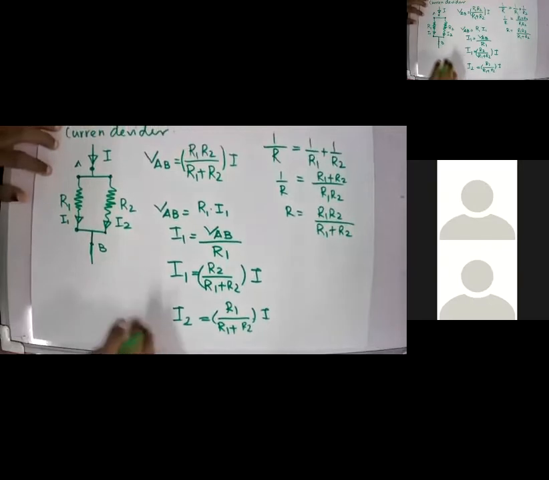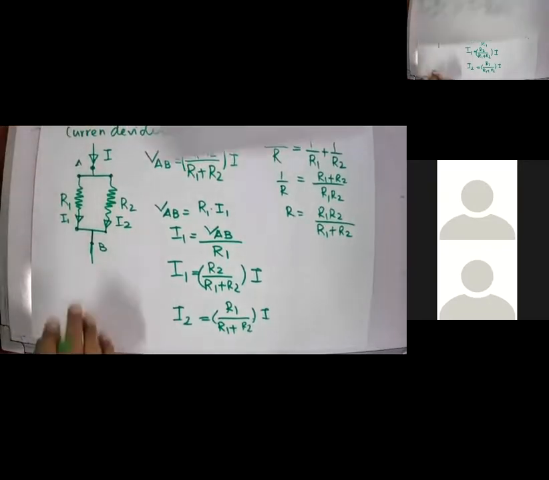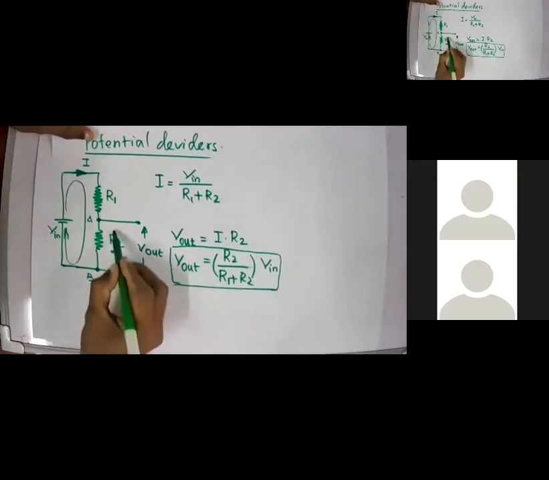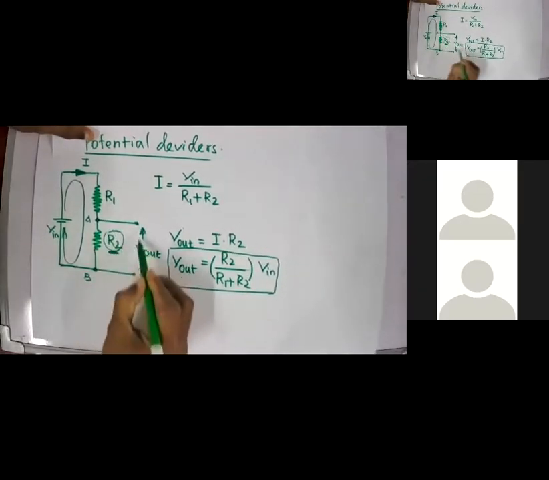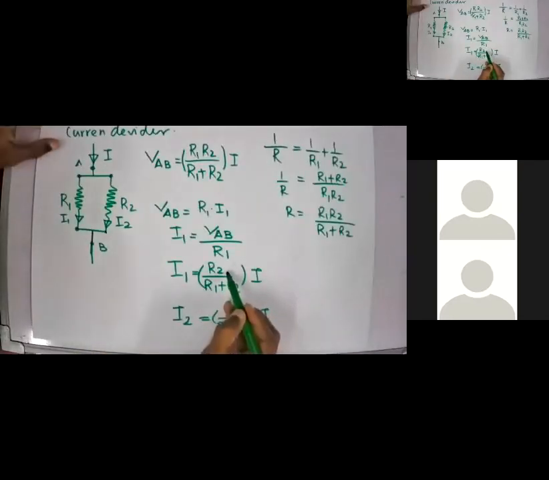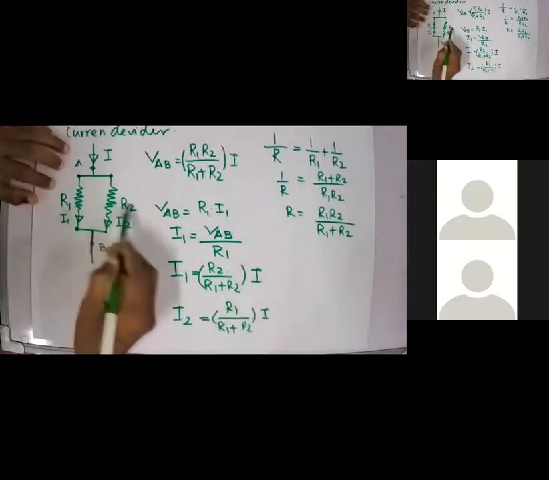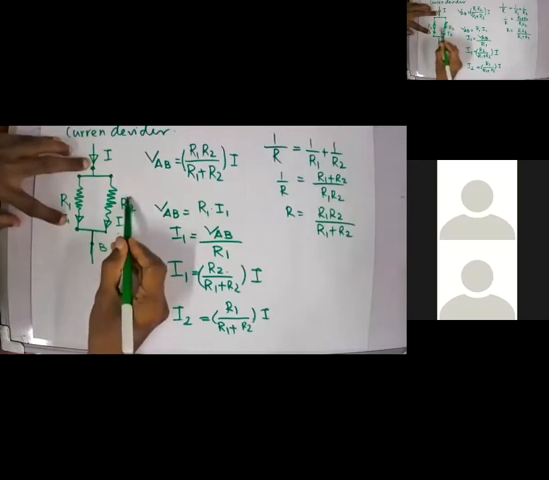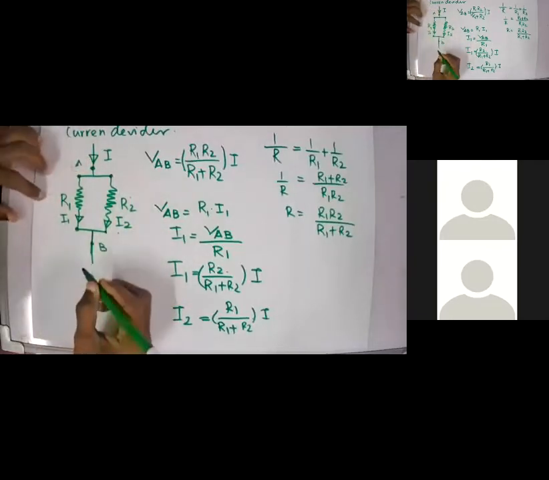Clear, right? So in a voltage divider, you simply take the same resistor divided by the summation of these two resistors, times V. But when it comes to current divider, it will be the opposite resistor, right? For I2, it will be R1 divided by R1 plus R2. For I1, it will be R2 divided by R1 plus R2, right?